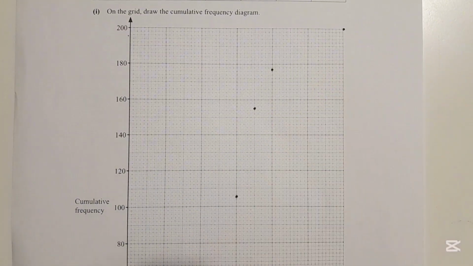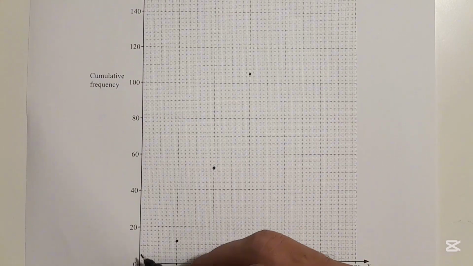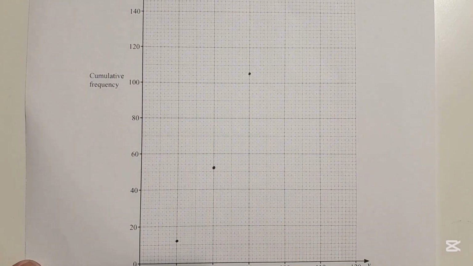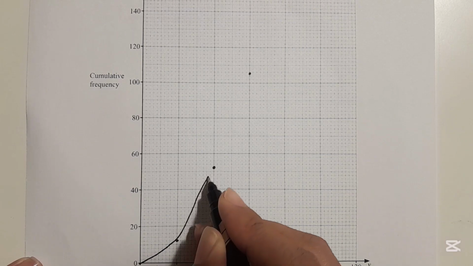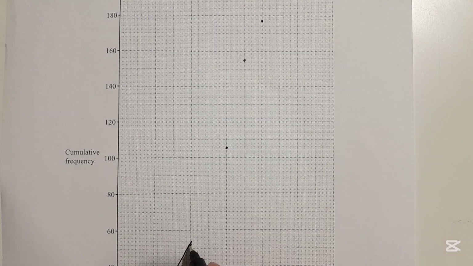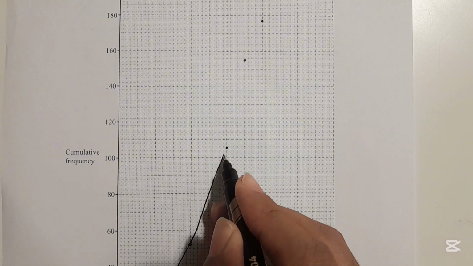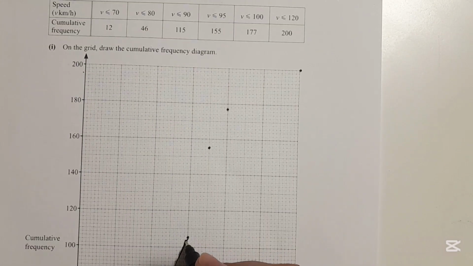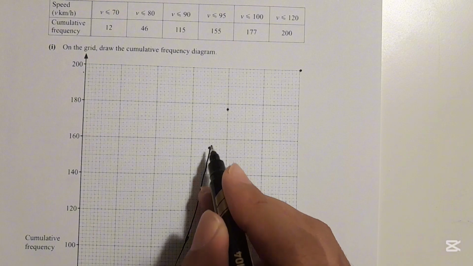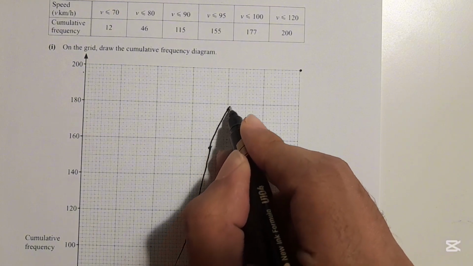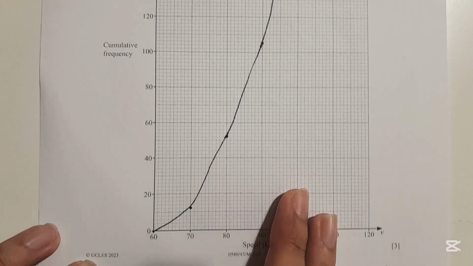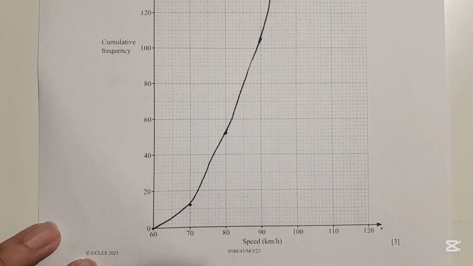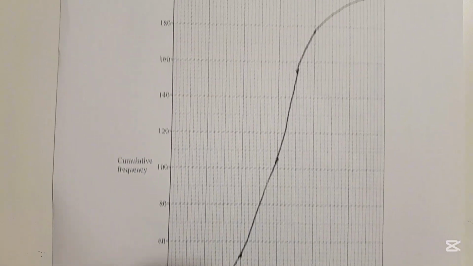So we will draw a smooth curve. Here we will do it like this. So this is how we will be drawing the correct curve for part 1.